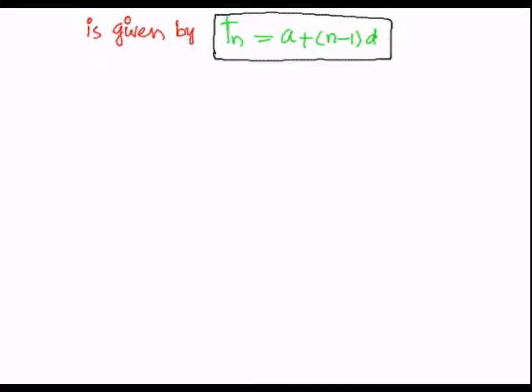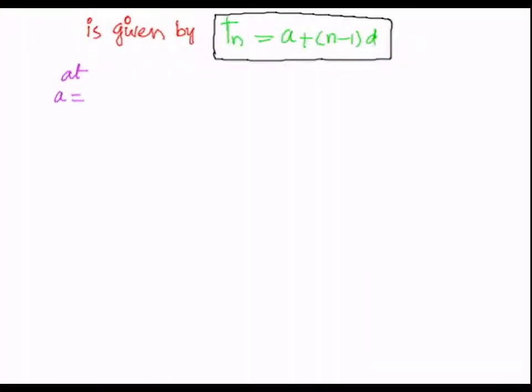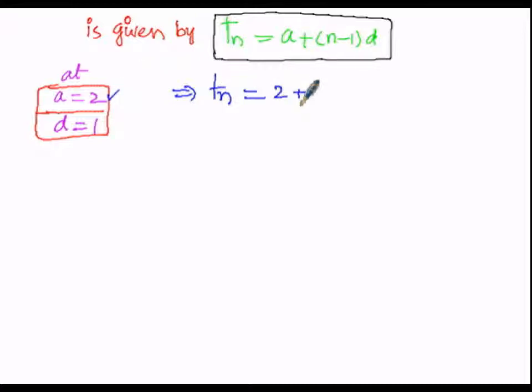Whereas here, as per the series, we got a as 2 and d as 1. So by substituting these two values, a equals 2 and d equals 1, in the general term of the arithmetic progression, Tn is equal to 2 plus (n minus 1) into 1, so that implies 2 plus (n minus 1) into 1.